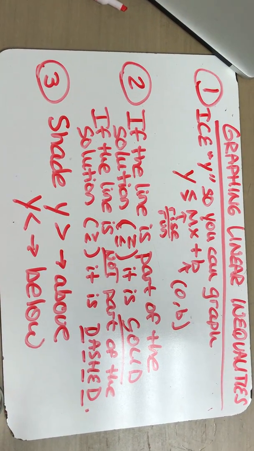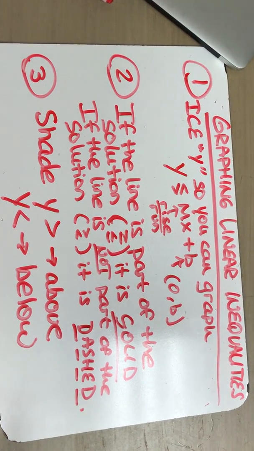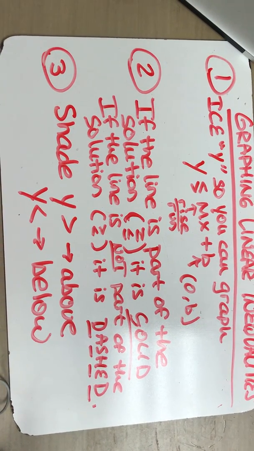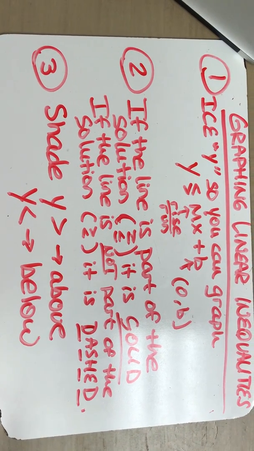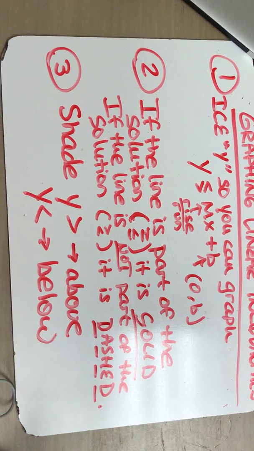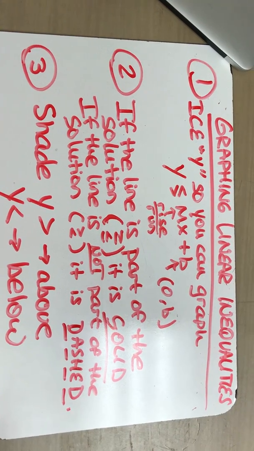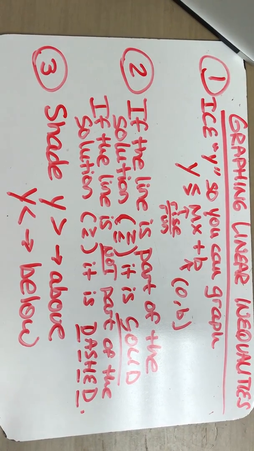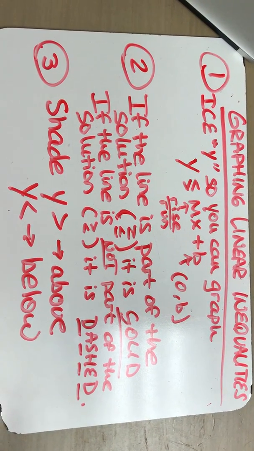The final step is our shading. Remember, we select and shade our solution. If the solution, y, is greater than the line we just drew, we're going to shade above it because y is greater than, up, above that line. If y is less than the line that we just drew, we are going to shade below that line because y is less, going down or below.